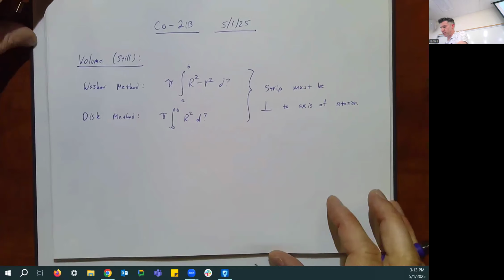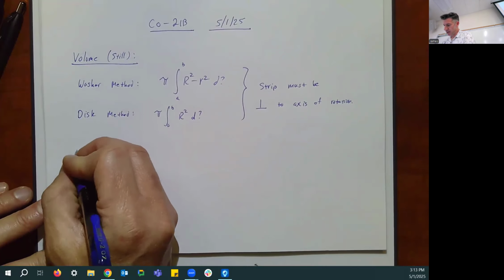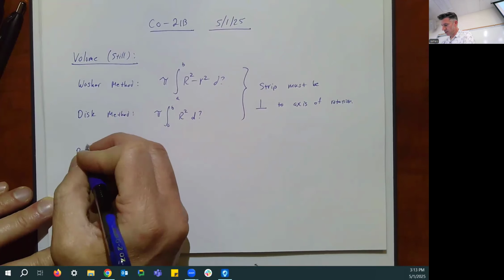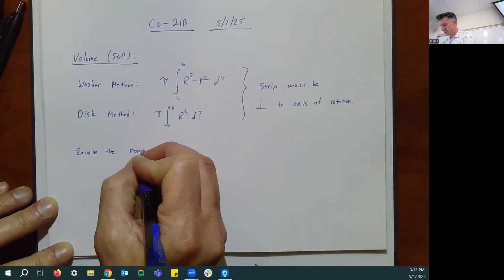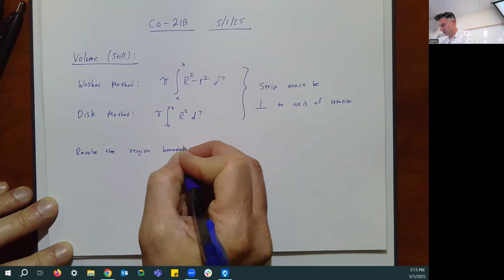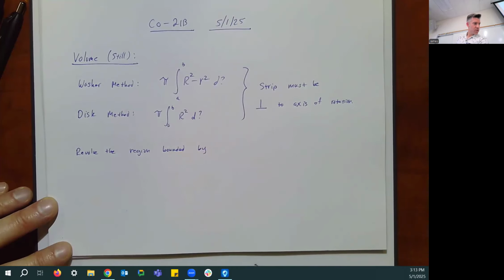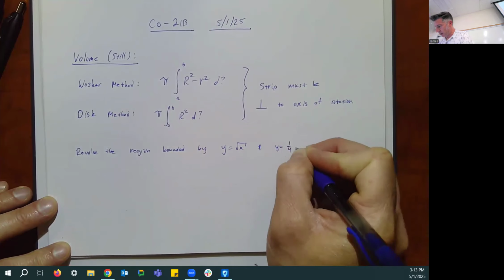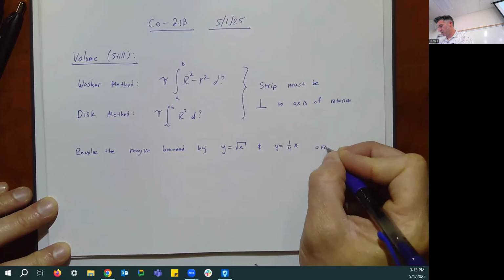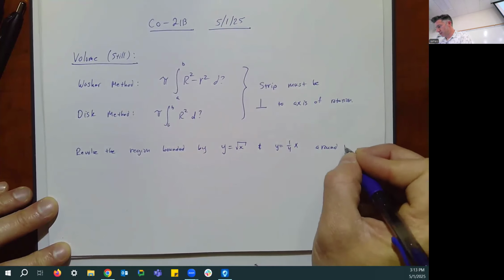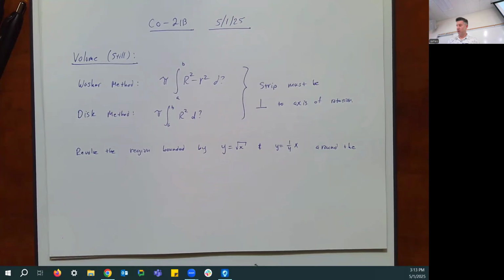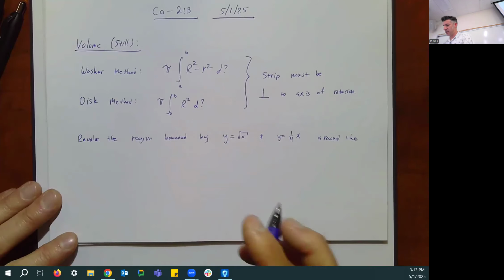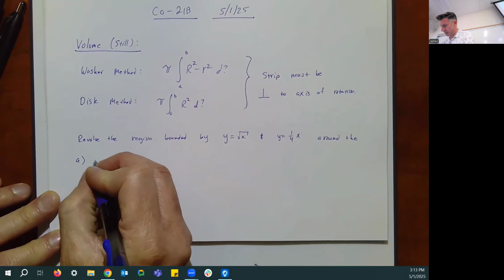So let's look at an example. Let's say we're going to revolve the region bounded by y equal to the square root of x and y equal to 1/4 x around, and we'll do a few of these as well. We're just going to set these up. We're not going to actually calculate them because we really just want to talk about the setup. So the first thing will be around the x-axis.